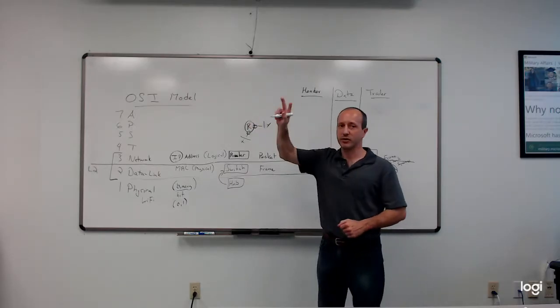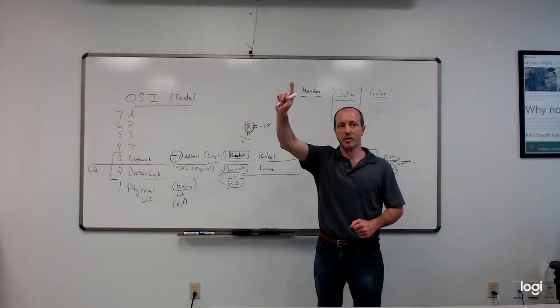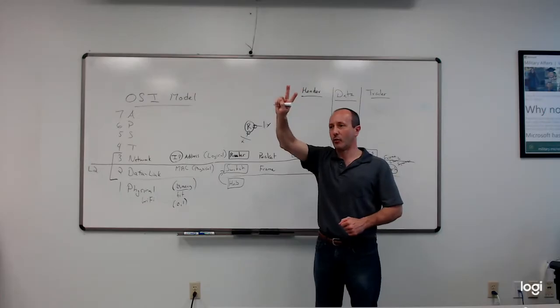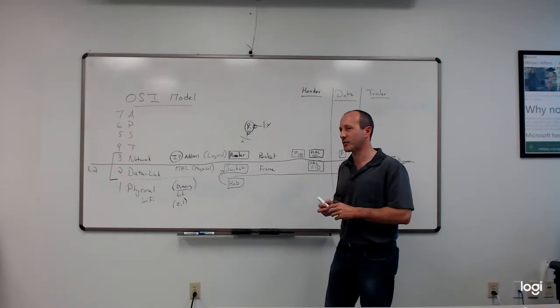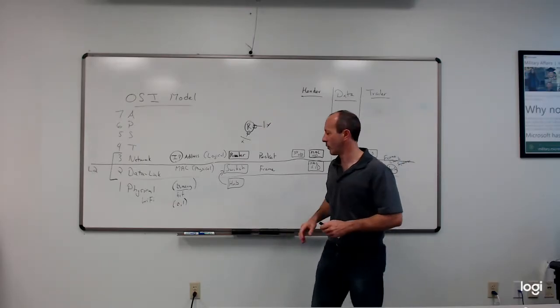A router does two things. It forwards packets and it separates networks. That's its two primary things. It also filters data, but that's a bit beyond the scope here.